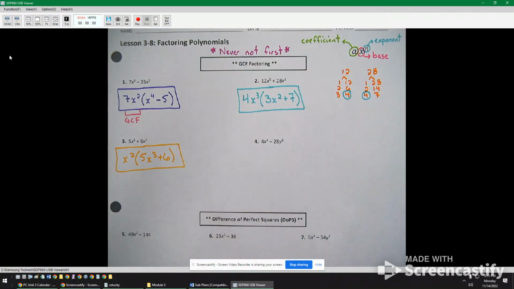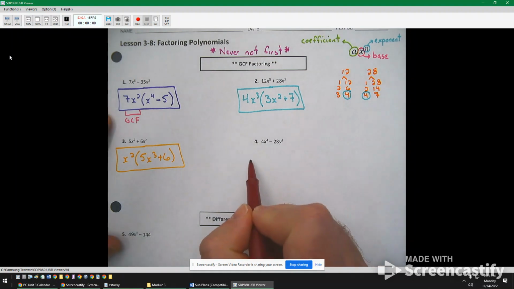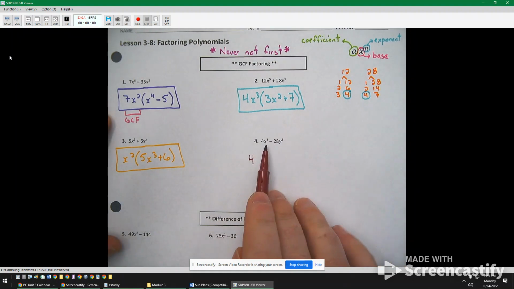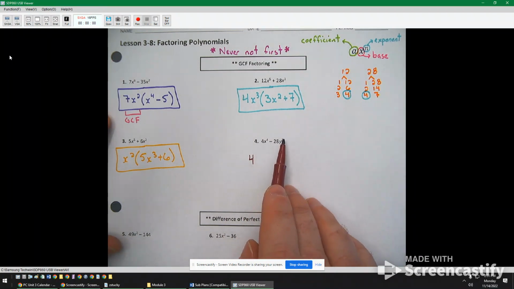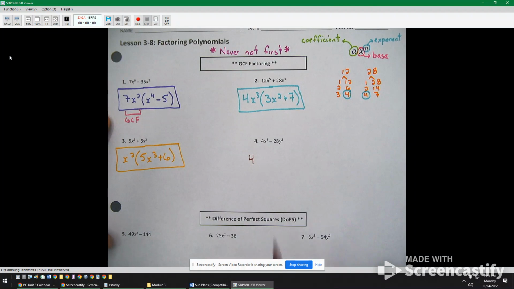Again, I'm looking at it and I'm saying, all right, what do they have in common? What does 4 and 28 have in common? 4 and 28, this time 4 is the GCF. So I can take out a 4. And I look, x to the 4th and y to the 3rd don't have anything in common. This means that there are 4 x's. This means that there are 3 x's. They don't have anything. X's and y's are not common things. So in this case, I could only take out the coefficient.